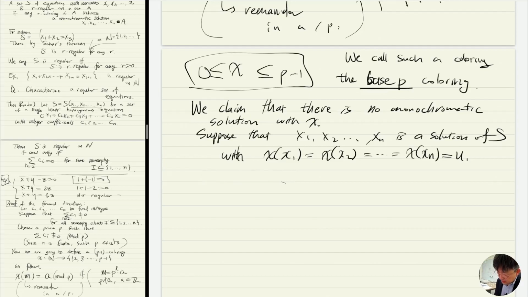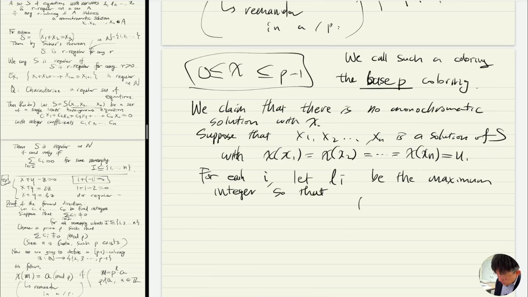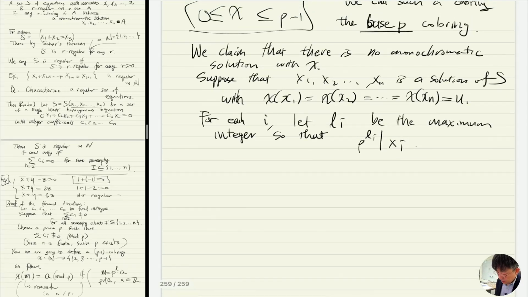Now what you can imagine is, for each i, let Li be the maximum integer such that P to the Li divides Xi, right? So then, let L be the minimum of L1, L2, up to Ln.